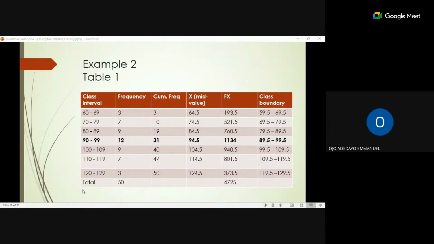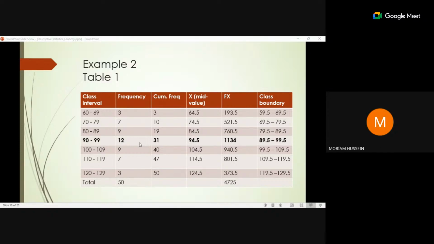No, that confusion will go away tonight. Let me explain again to you. You have to first of all establish class boundary. Remember that we need the lower class boundary of the modal class. So that means that you first of all establish class boundary. Immediately you establish your class boundary, the one that is lower is 89.5. That is what you need.